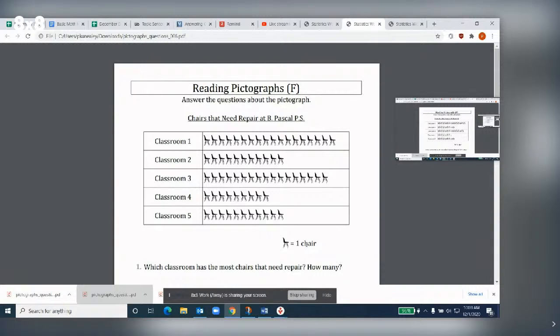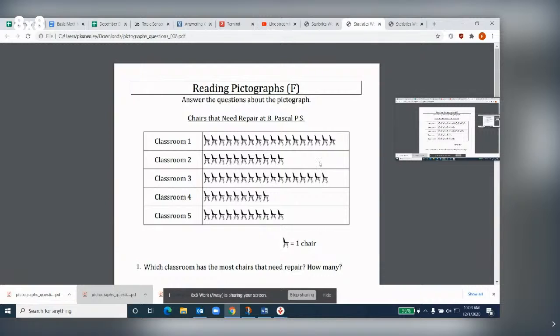So this one's going to be 1 chair equals 1 chair. What classroom had the most chairs that need repair? We're just going to look, and it looks like classroom 1 has the most. It'd be 1, 2, 3, 4, 5, 6, 7, 8, 9, 10, 11, 12, 13, 14, 15, 16, 17, 18.